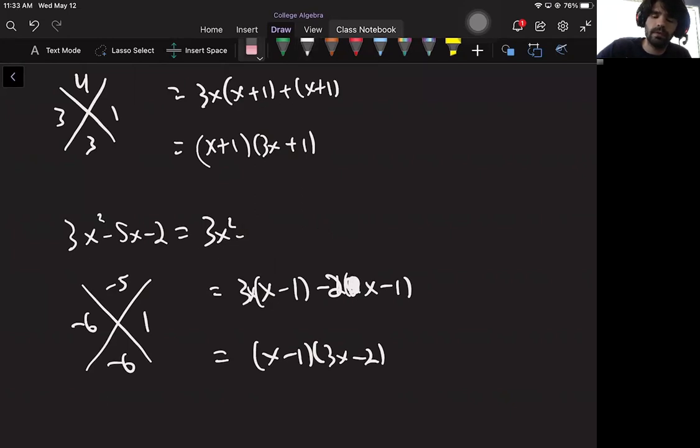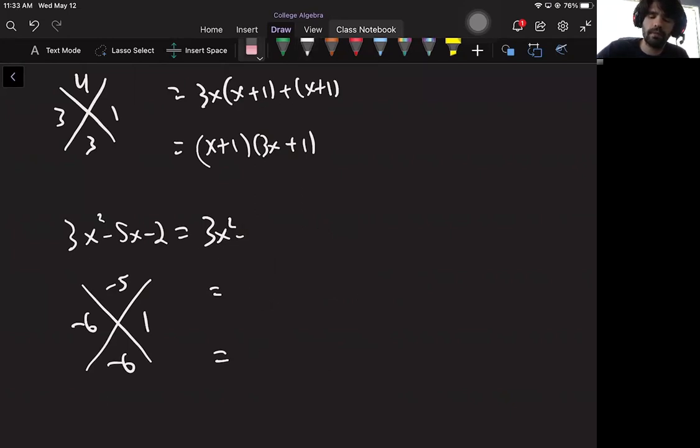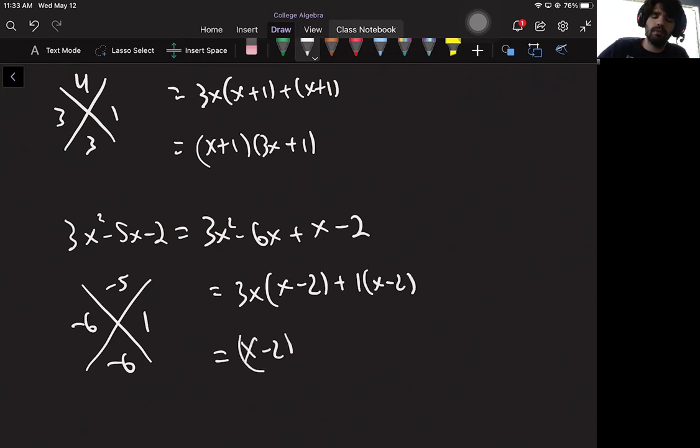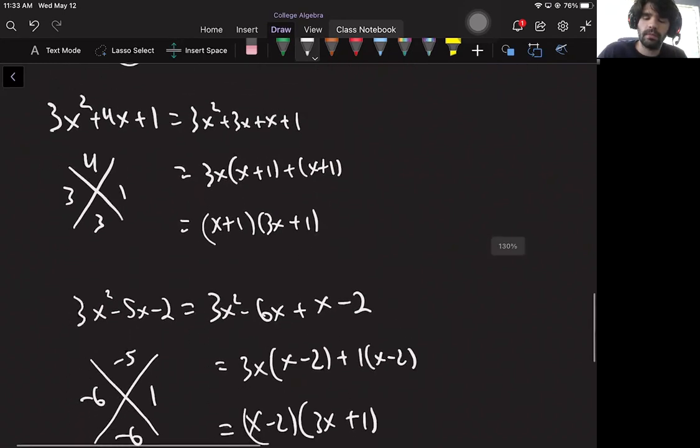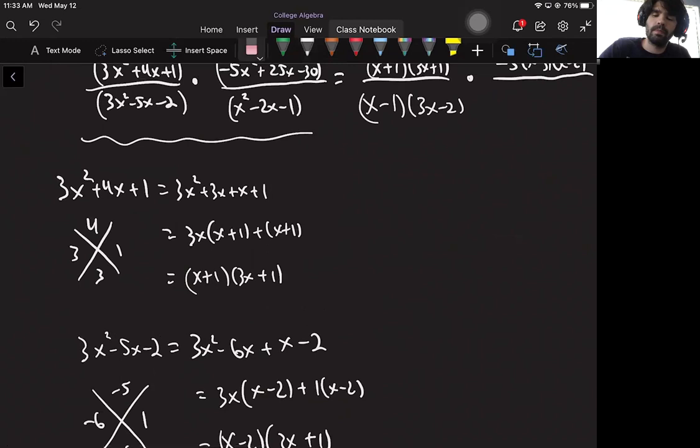So I tried to be a little bit too quick. Let's fix that up. So this is going to be a -6x plus an x minus 2. Take out a 3x, and I have x minus 2. And over here, I don't have to take out anything. And now I take out an x minus 2 from both of these to get 3x, and a 1 is left there. Okay, so that's what's going to go there on the bottom. So let's fix that. X minus 2 times 3x plus 1.